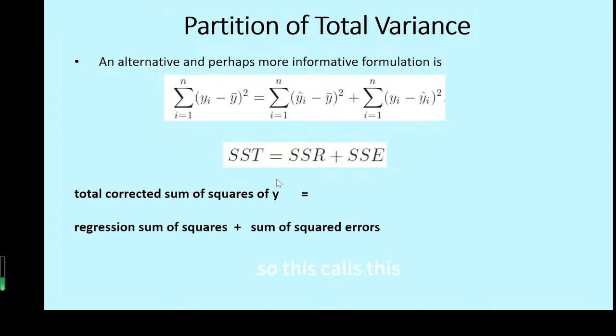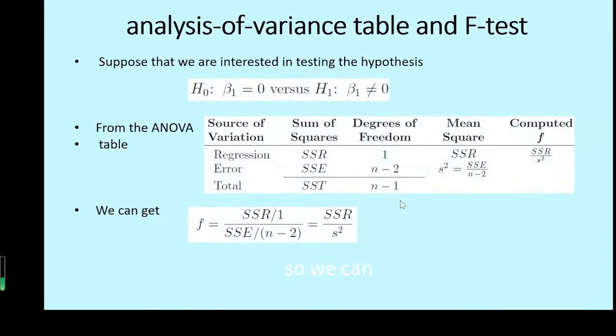So this equation is called the partition of total variance in the regression. SST equals SSR plus SSE. So we can look at this table. This is the ANOVA table, analysis of variance for the linear regression. SST equals SSR plus SSE, and each term has its corresponding degrees of freedom.